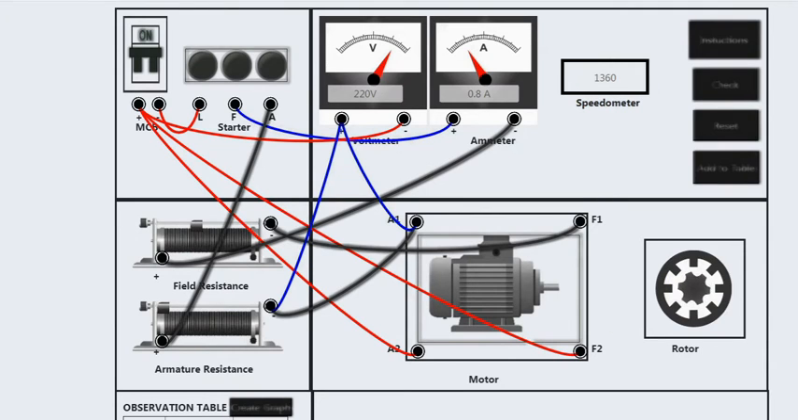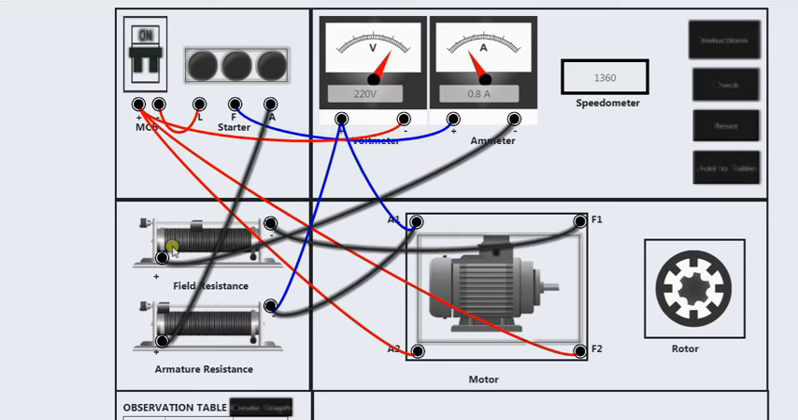We are ready to perform the next practical, and this is the speed control of DC shunt motor by using armature resistance control method and field flux control method. Basically, this one is speed control of DC shunt motor by using armature resistance.